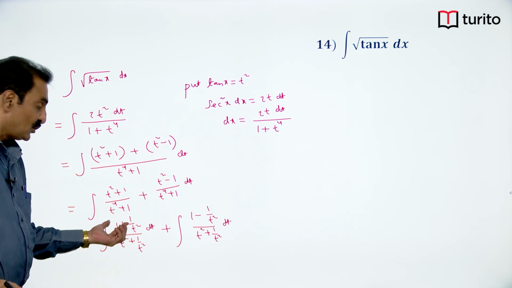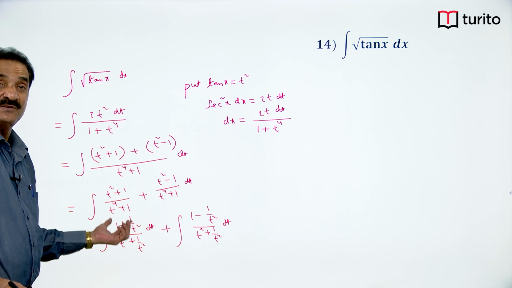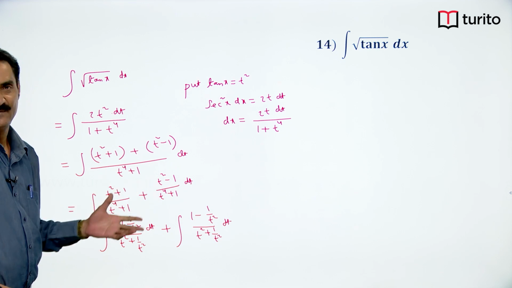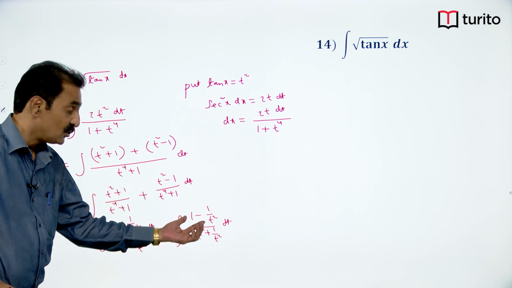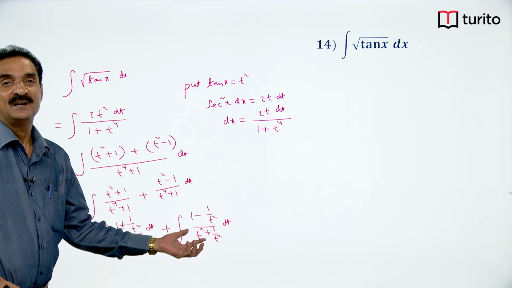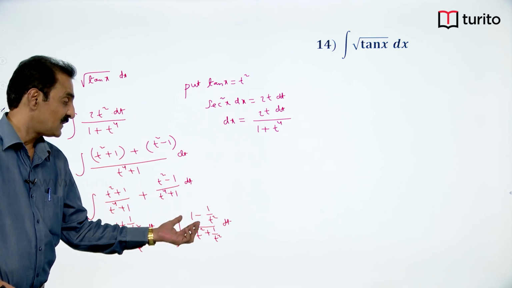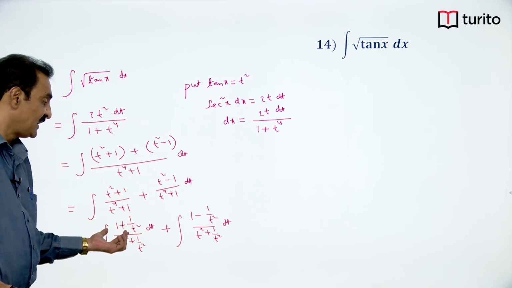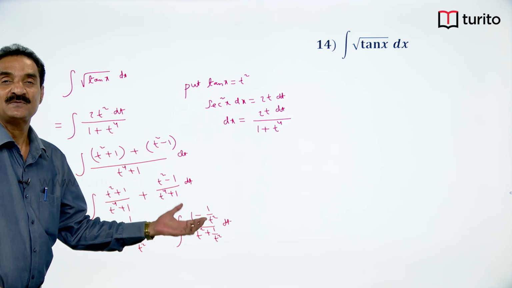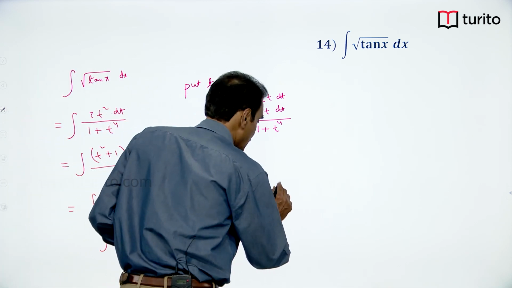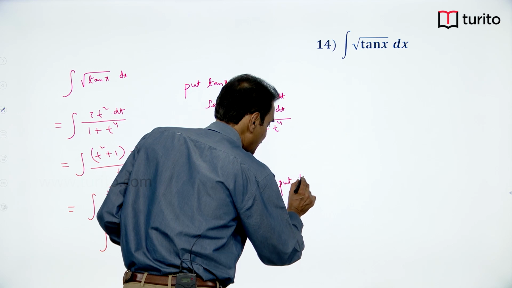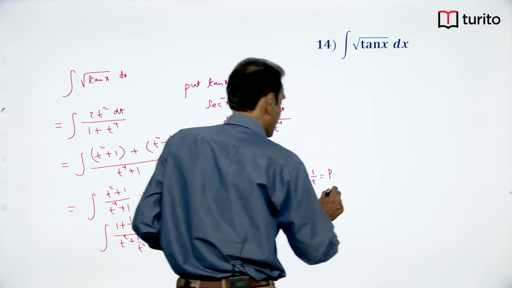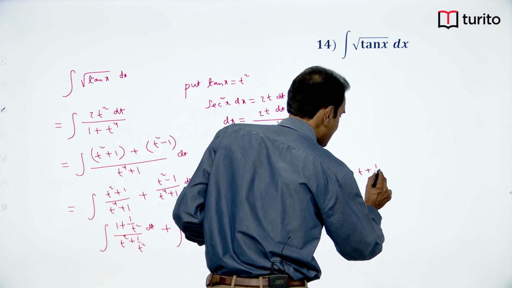Here numerator is the derivative of t minus 1 by t. So, we have to put t minus 1 by t is equal to some z. Here numerator is the derivative of t plus 1 by t. So, we put t plus 1 by t is equal to some other. Okay, let us put t minus 1 by t as p, t plus 1 by t as q. Put t minus 1 by t is equal to p and t plus 1 by t is equal to q.